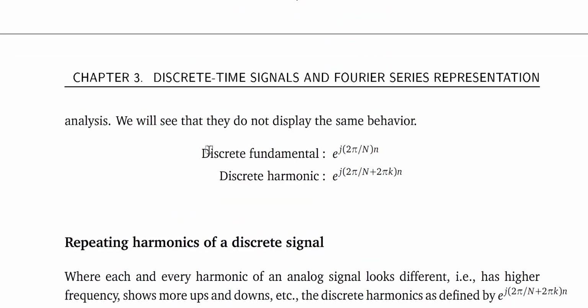So let's take a look at it again. The discrete fundamental would be specified in this fashion as 2 pi over N. That's the digital frequency. And its harmonic would be that plus 2 pi k over N.